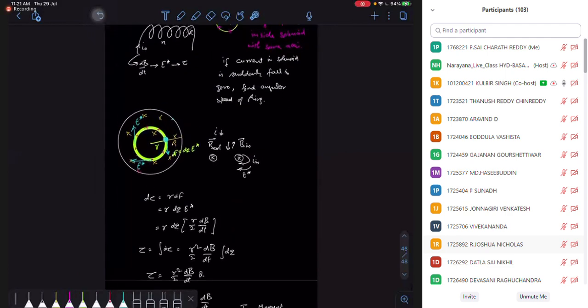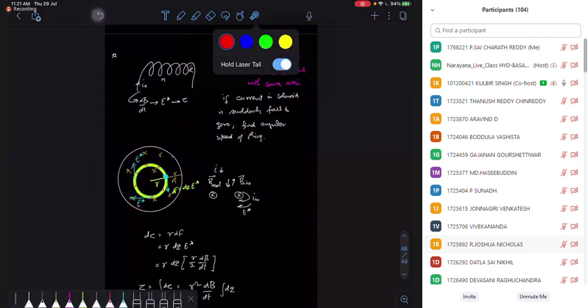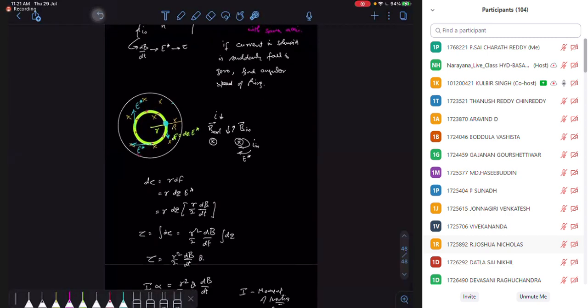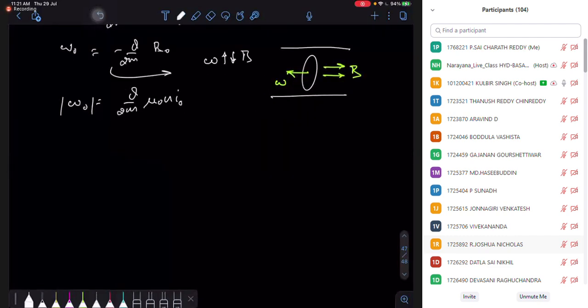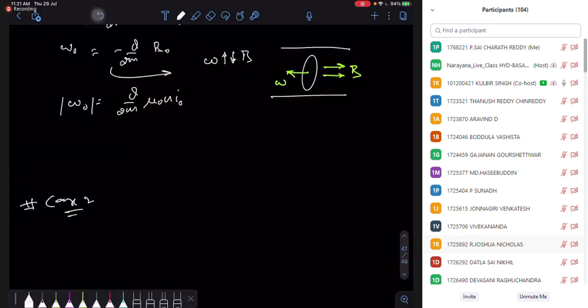The second question in the same one, you can apply the same idea here. Suppose the ring size is big and my ring is outside. If my ring is outside, what happens? Outside there is no magnetic field. So will the ring rotate or not? Case number 2: if the ring radius is bigger than the solenoid radius, then find the omega.